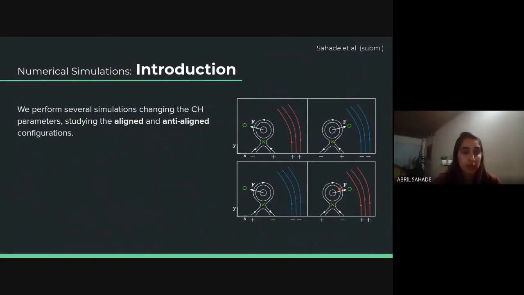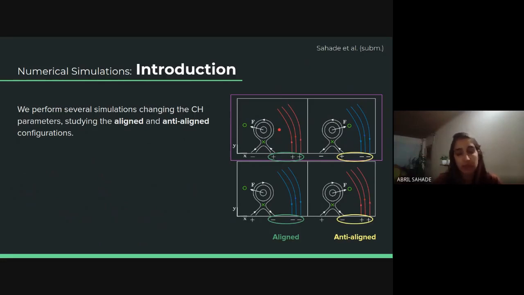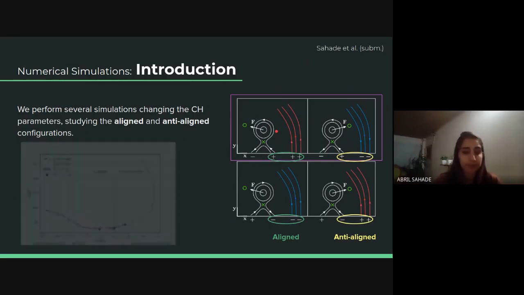So then we perform several simulations, changing the coronal hole parameters, and we study particularly the aligned and anti-aligned configurations. The left panels show the aligned configuration and the right panels show the anti-aligned. As those cases are equivalent, as well as those ones, we will just perform the simulations changing the coronal hole polarity and fixing the polarity of the flux rope.